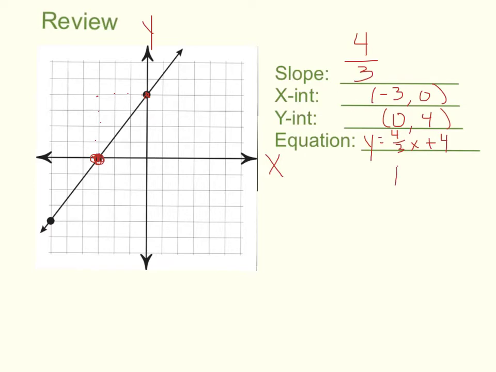All right, where do you think we got that 4/3 from? Well, it's up there. It's the slope, right? So the slope is the number right in front of x. Where did we get the 4 from? That was our y-intercept. So in order to write the equation of a line in this form, you need your slope and your y-intercept. Do you see the x-intercept in this equation? No, you don't.